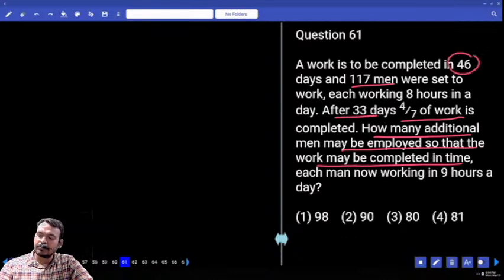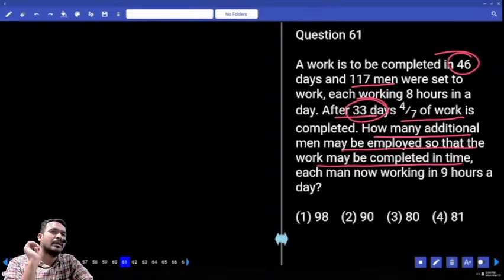What is the actual time? 46 days. In that, 33 days are already completed. What is the remaining? 13 days out of 46, since 33 days are completed. In those 13 days, the remaining work must be completed. And what is the question here? How many additional men may be employed? Already there are 117 workers, and we are adding some more workers.